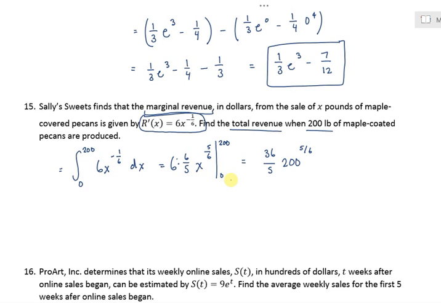I'm okay with that, but since this is a business problem, I'm also okay if you put a decimal approximation in here, as long as you show your work. And my calculator tells me this is approximately $595.47.